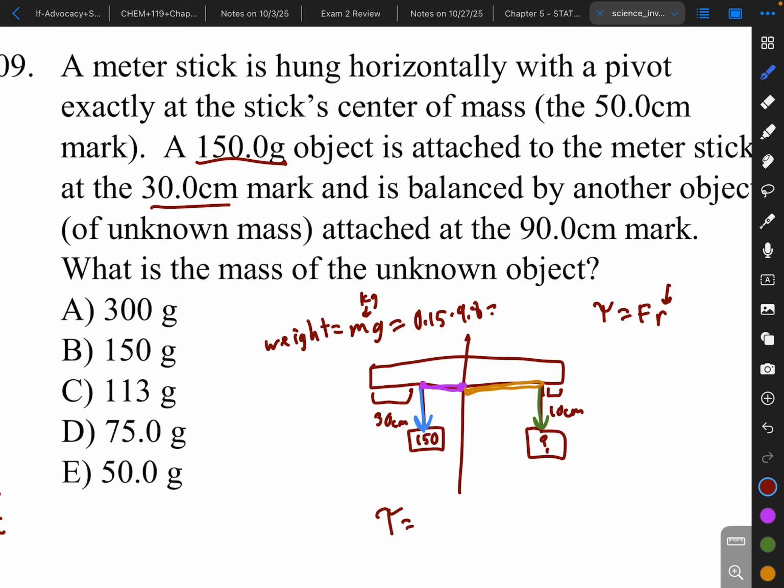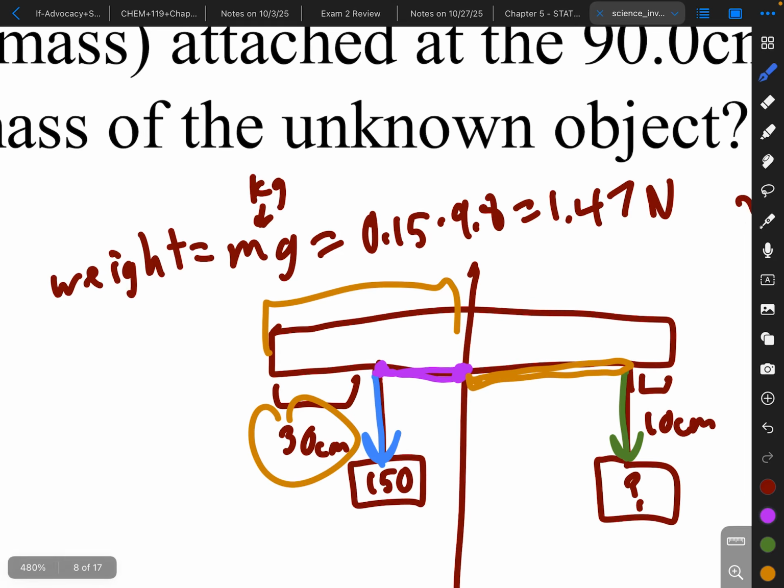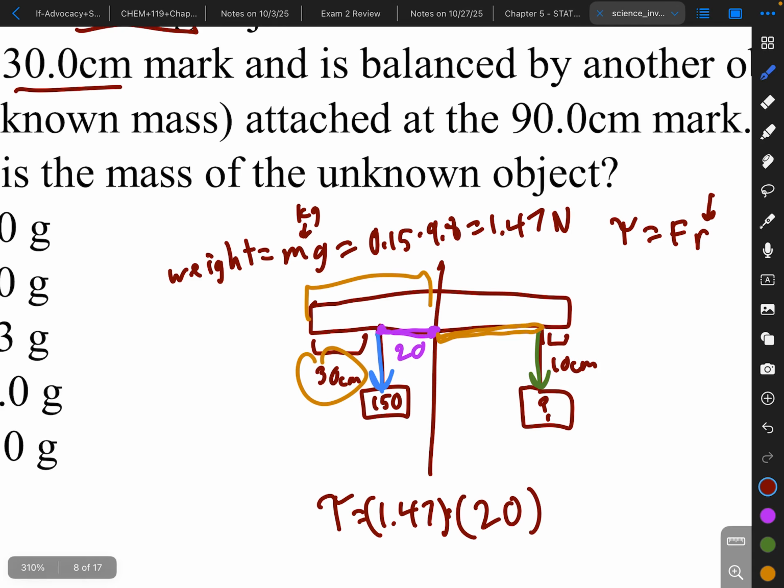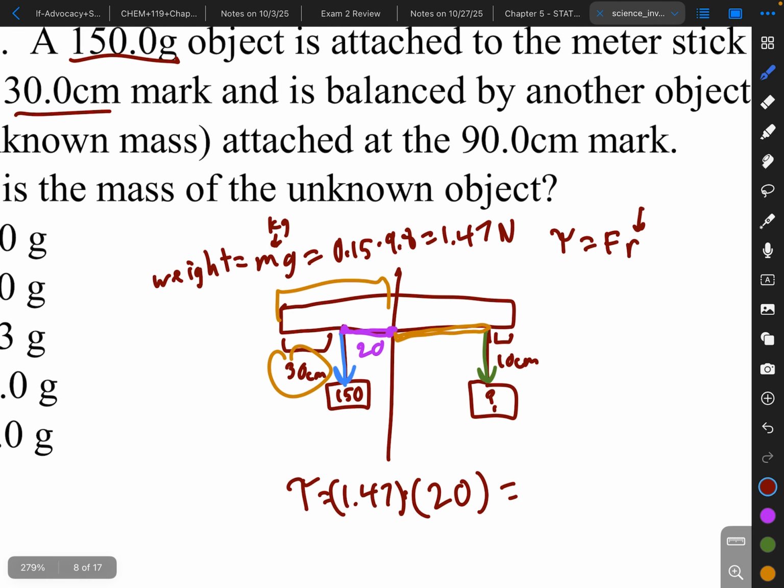You would get 1.47, and don't forget the unit of weight, newtons. 1.47 newtons times, now what's the radius? Well, we know if this entire section is 50 centimeters, and this part over here is 30, the pink line has to be 20 centimeters. So the radius is 20. Multiply that, you would get 29.4.